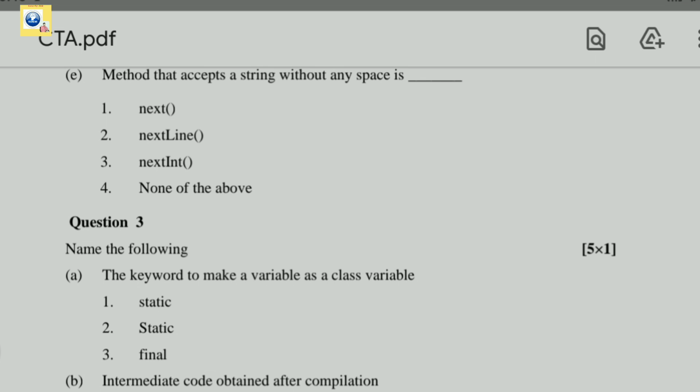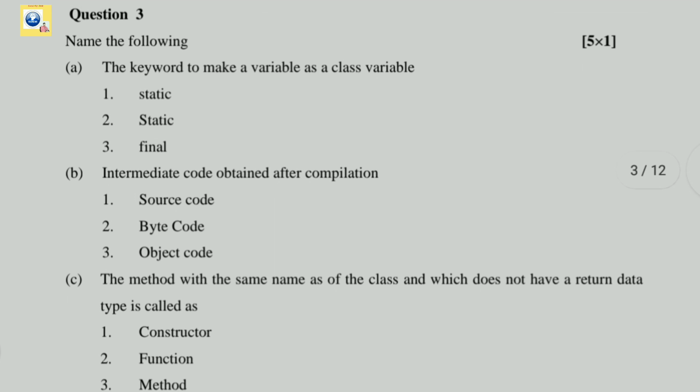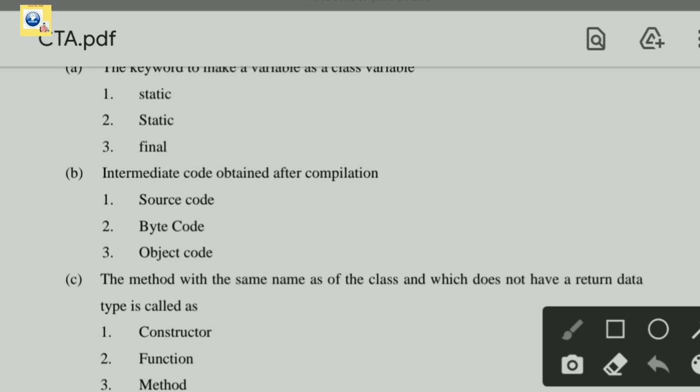Let's move to question number 3. Name the keyword to make a variable a class variable. If you wish to make a variable a class variable, make it static. Make it a static variable.